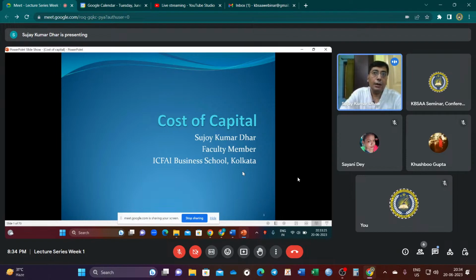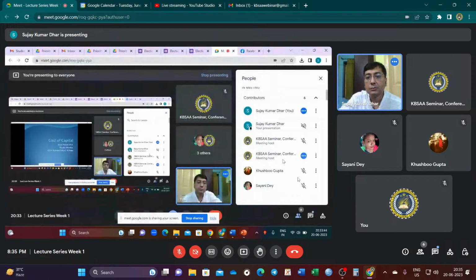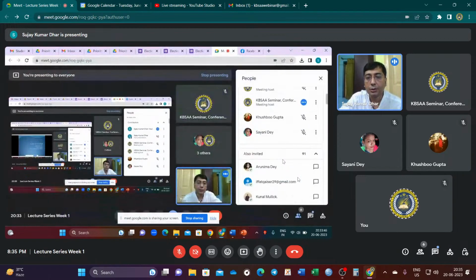Because if I ask you a simple question, what are the ways to raise the fund, obviously for a company, anybody, will you prefer to answer? Which are the ways to raise the funds? Khushbu, Shani, you want to answer?